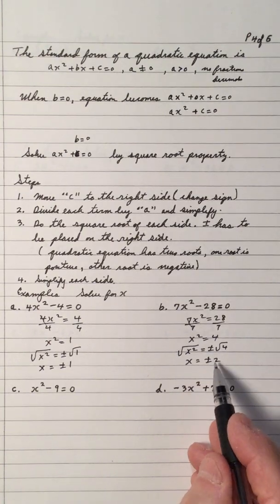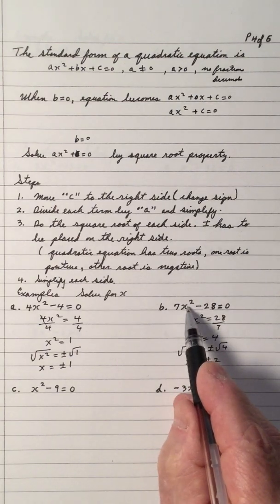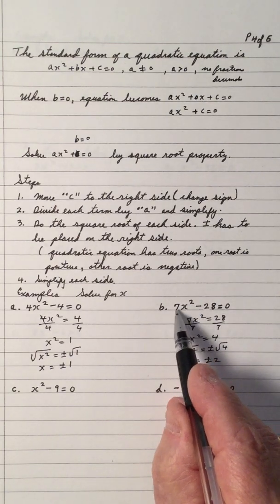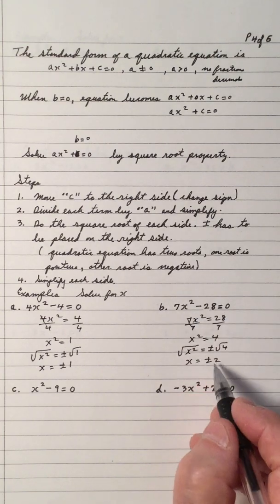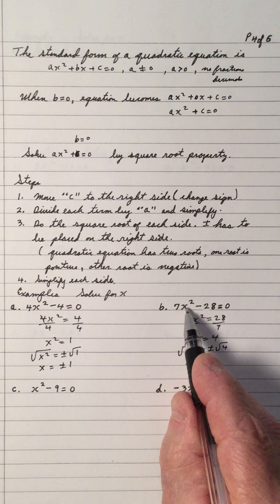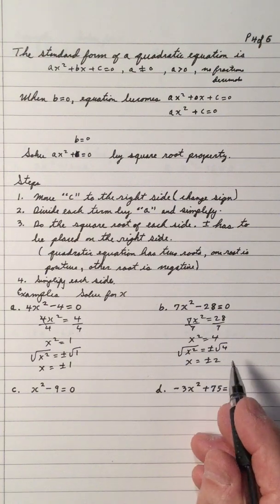And again, if you take the 2 and sub back in here: 2 squared, 4. 7 times 4, 28. 28 minus 28, 0. Put the negative 2 back in here. Negative 2 in brackets squared is a 4. 7 times 4 is 28, minus 28, 0. So notice you have two answers.